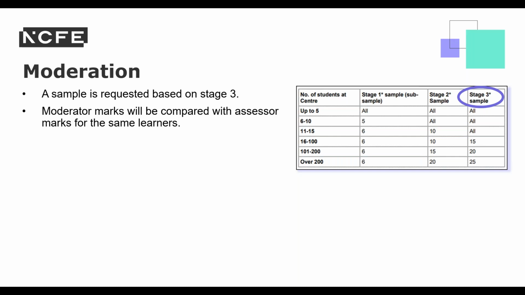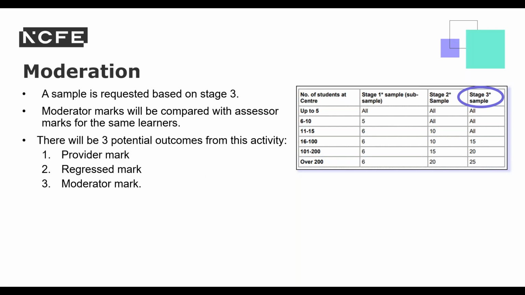During moderation, the moderator will assess the sample. Following the moderation process and the outcome of our quality checks, one of the following 3 marks will be applied to your cohort. The provider mark confirms that the centre mark has been accepted. A regress mark confirms that the regress mark has been accepted, and this is in line with the JCQ's tolerance of 6%. And the moderator mark confirms that the NCFE moderator mark has been accepted.